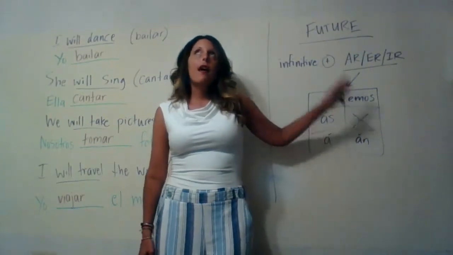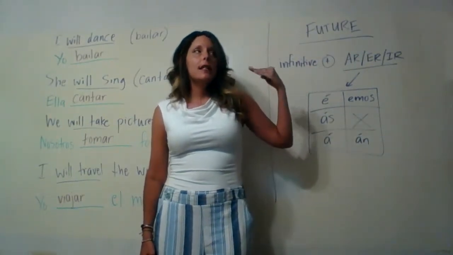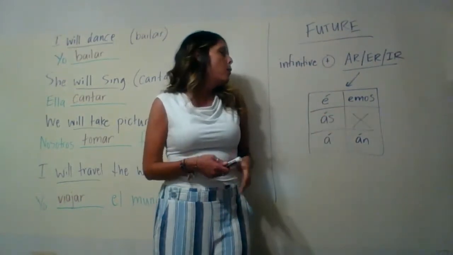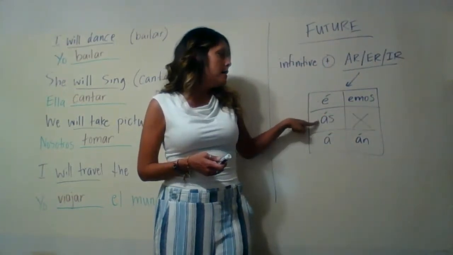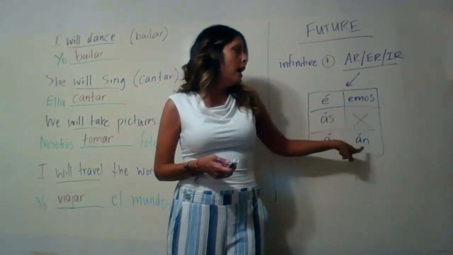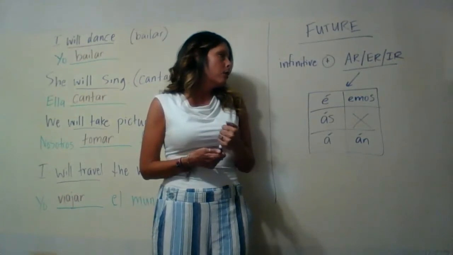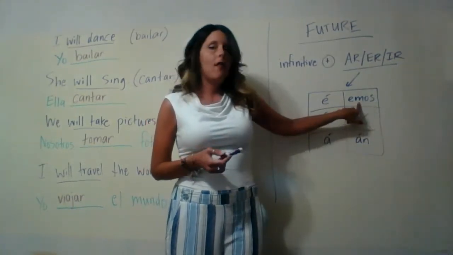So again, we have the infinitive form of the verb. We're trying to say somebody will do something, and we attach é, ás, á, emos, án. Please pay attention to all the appropriate accent marks or lack thereof up here in this conjugation.